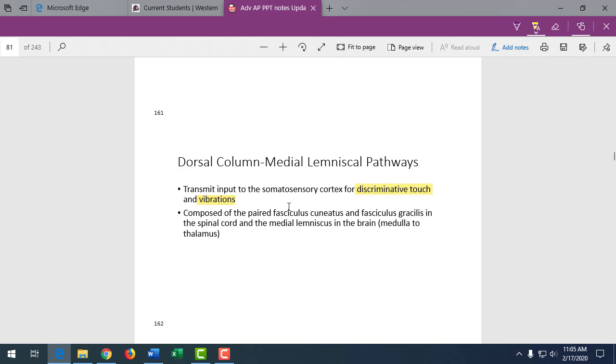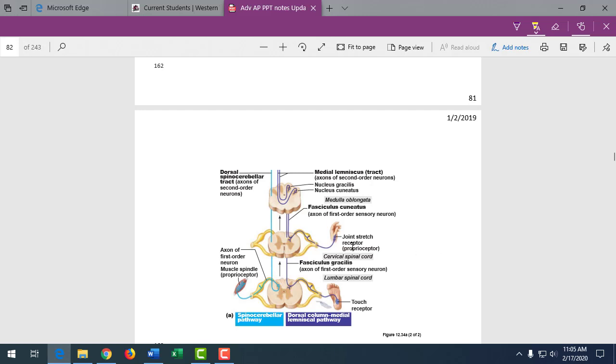So there's two types of dorsal pathways. There's the fasciculus cuneatus and the fasciculus gracilis. It just depends where it's coming from. If it's coming from the arms and the hands, that's the fasciculus cuneatus, and the gracilis is from the foot. So it's just upper body, lower body ascending pathways, and again, it's discriminative touch.